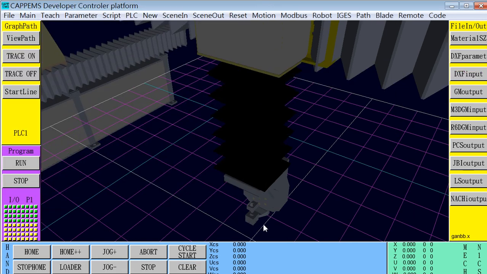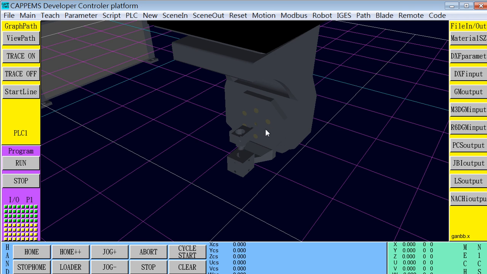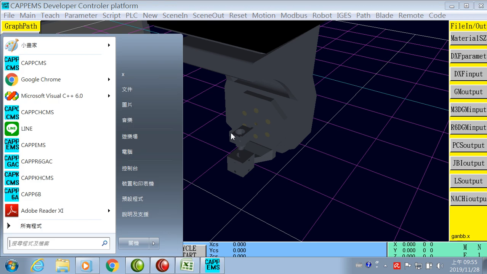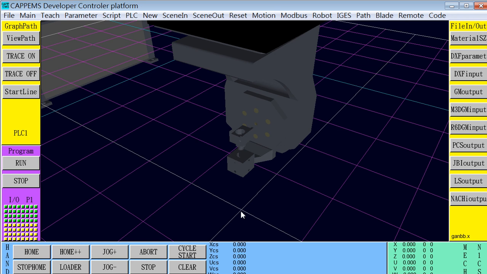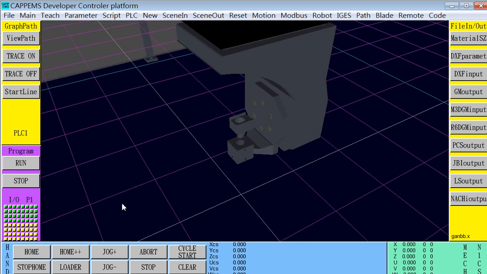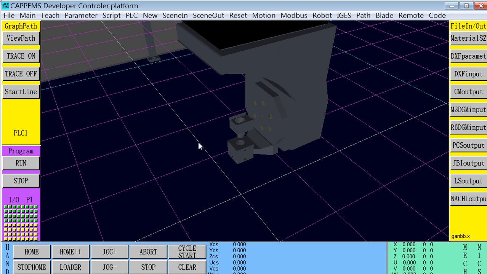ganbb.x. The b-axis rotating around the y positive direction. The pivot points from here to 4.06 millimeters from these points to the pivot points. So the B rotating around the y-axis.